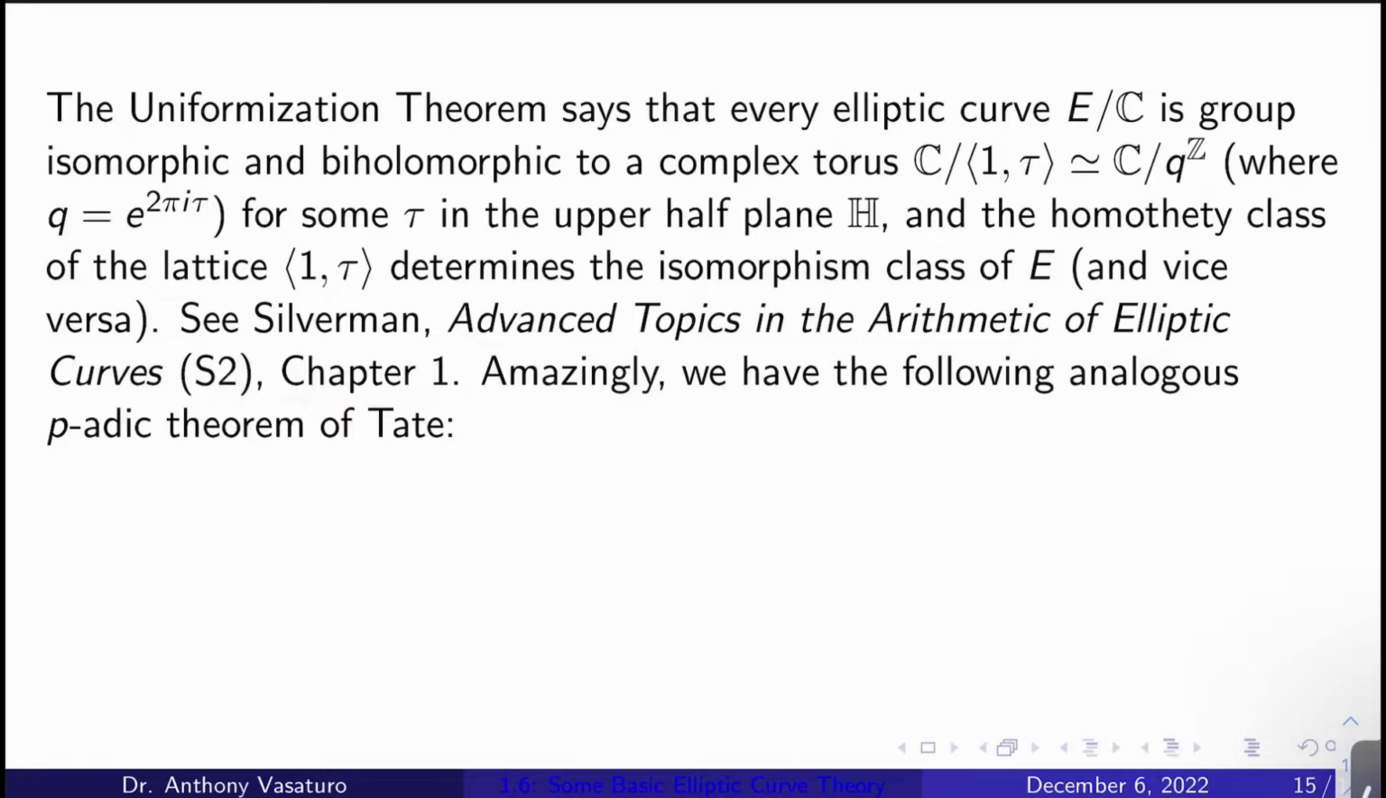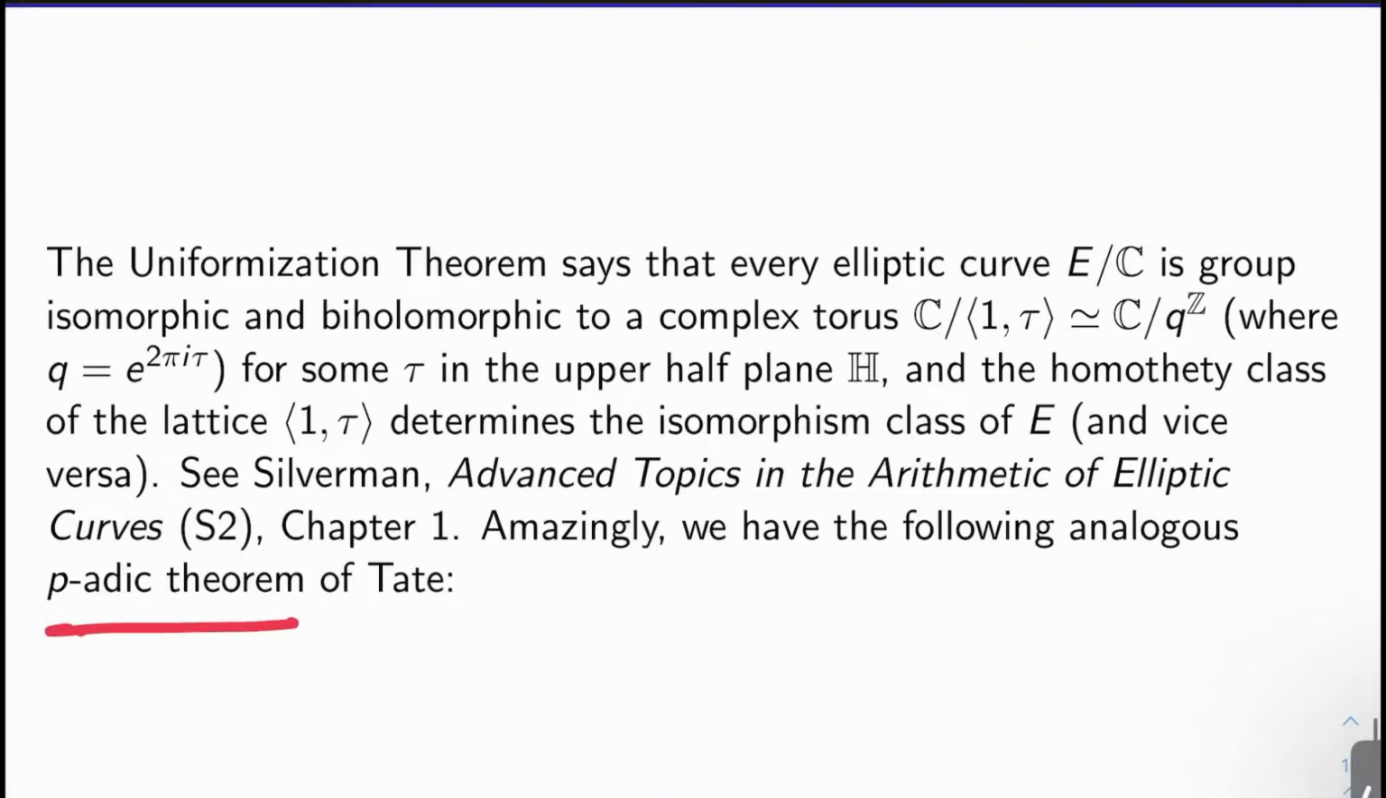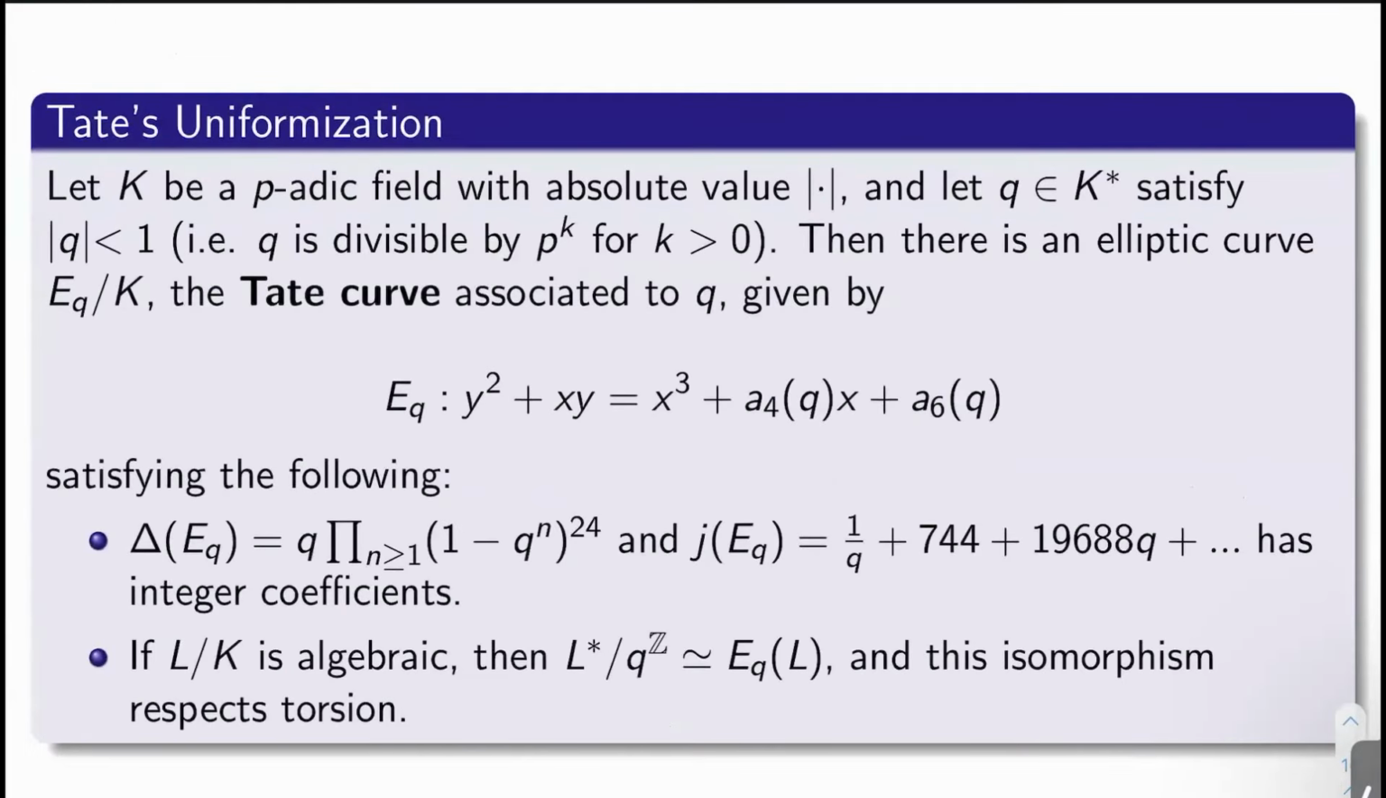Okay, and the really amazing thing is that there's a p-adic analog to this theorem due to Tate. So it's called Tate's uniformization, and here's what it says. Let K be a p-adic field, so just think K is the p-adic numbers if you want, with absolute value |.|. And let q in K star satisfy the p-adic valuation of q is less than 1, meaning if you like, q is divisible by p to the k for some k positive, if you're just thinking K is Q_p.